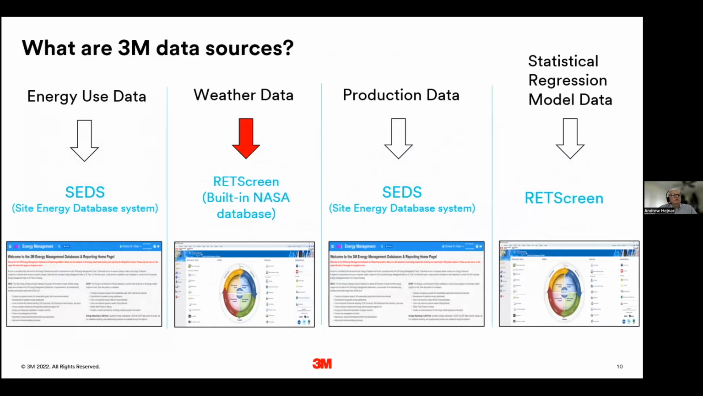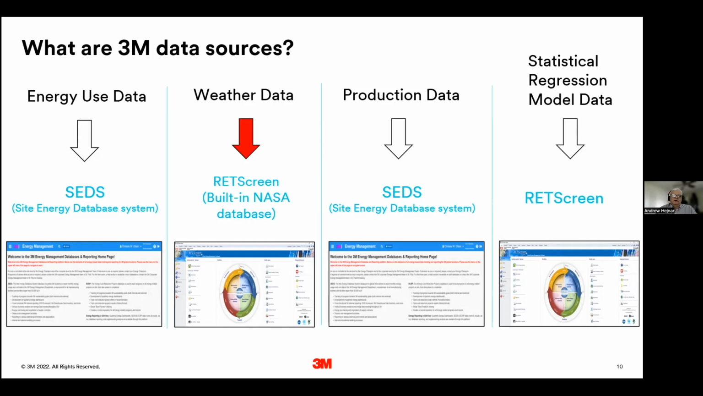RETScreen has been very crucial for us to help us with energy management implementation and also ISO 50001 and Superior Energy Performance implementation standards. Our data sources at 3M are multiple. We use energy data from the site energy database. Basically, our sites report energy consumption to this site energy database, and then we use it for our analysis.